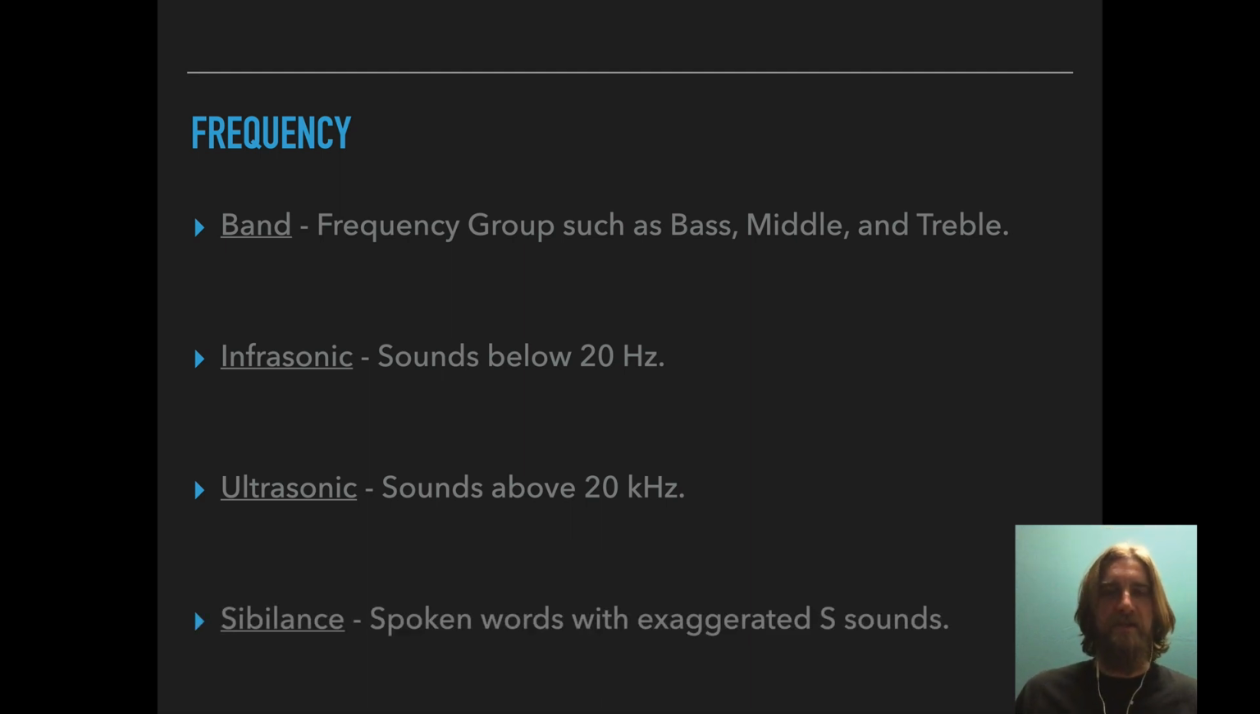Okay, and then sibilants. Those are specific words that have exaggerated S sounds. You might have heard this with someone like a news reporter reading the news on a news talk radio station, where the S sound really pierces through. That's a very specific frequency that is exaggerated a little too much based on some people's manner of speaking. So that's an interesting little thing to throw in with frequency.